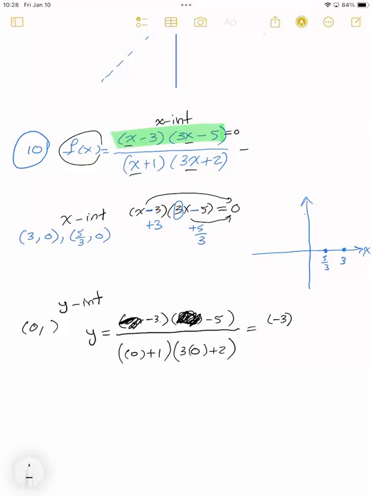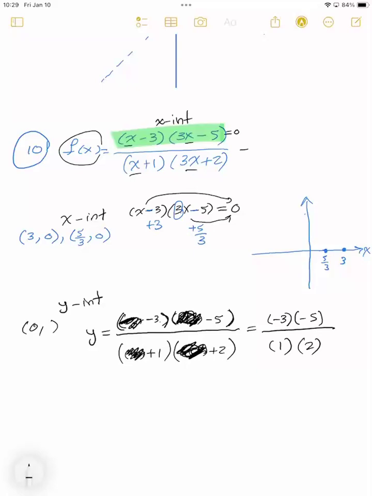Don't drop your parentheses, because the parentheses are indicating multiplication between the two. So don't drop them. 0 plus 1. Again, when you have 0, just cross it, unless you are multiplying by 0. But if you're adding or subtracting 0, just erase it. You get 1. 3 times 0 is 0. 0 plus 2, so ignore 0.